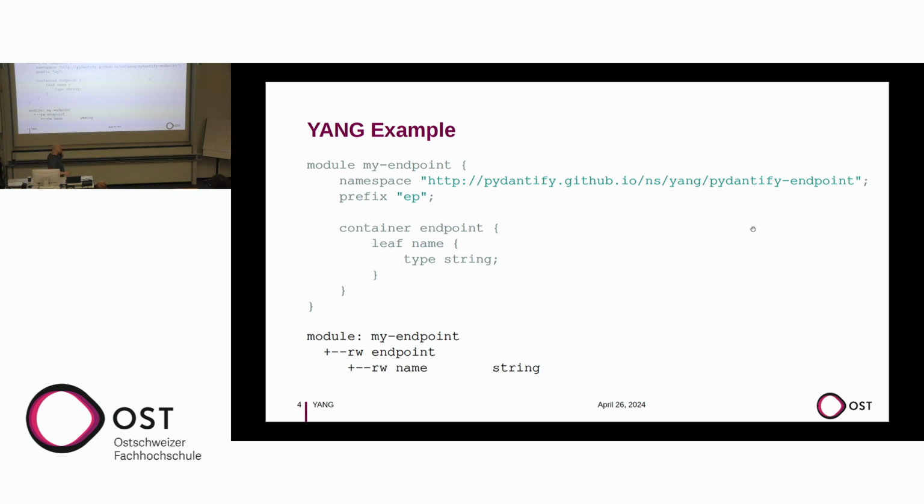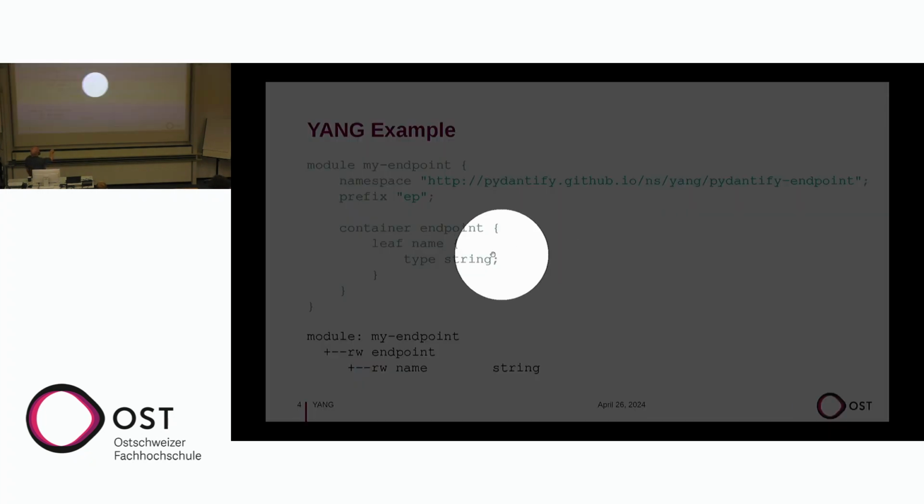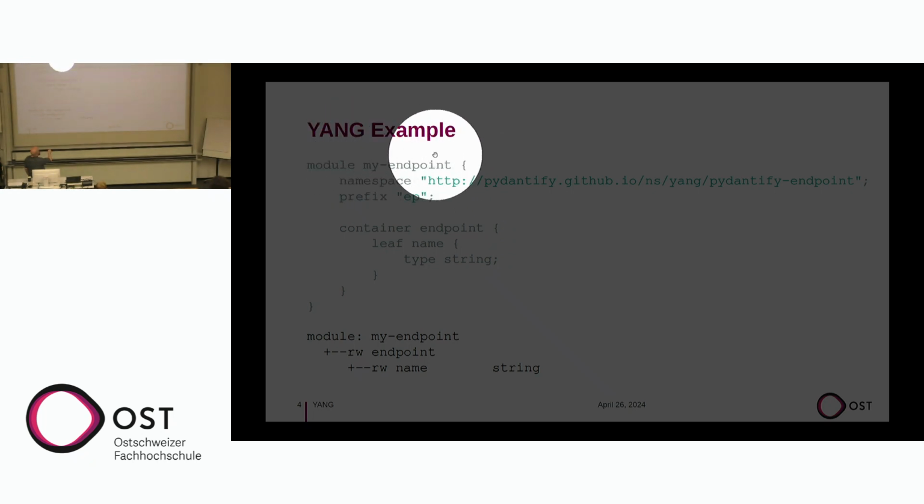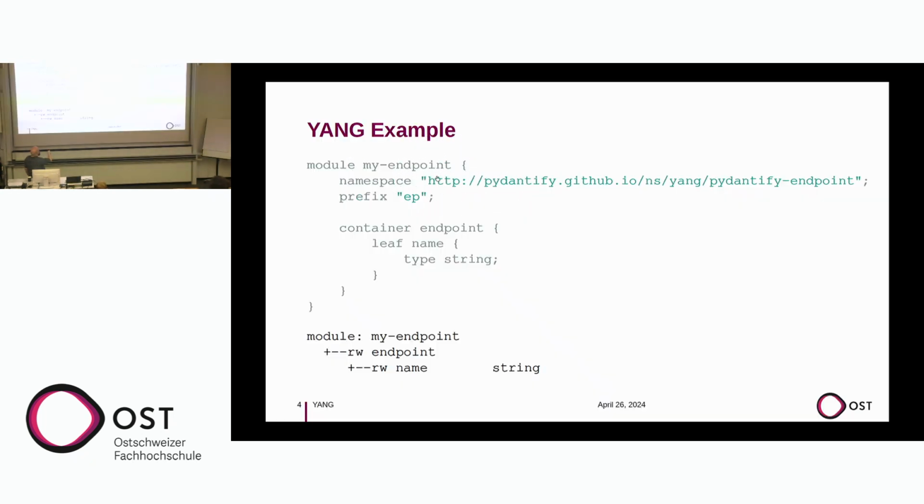So this will be a really simple example. This file would have the module. This is our Yang model we are building, and it is called my endpoint. And because it comes from the XML world, we always have a namespace.